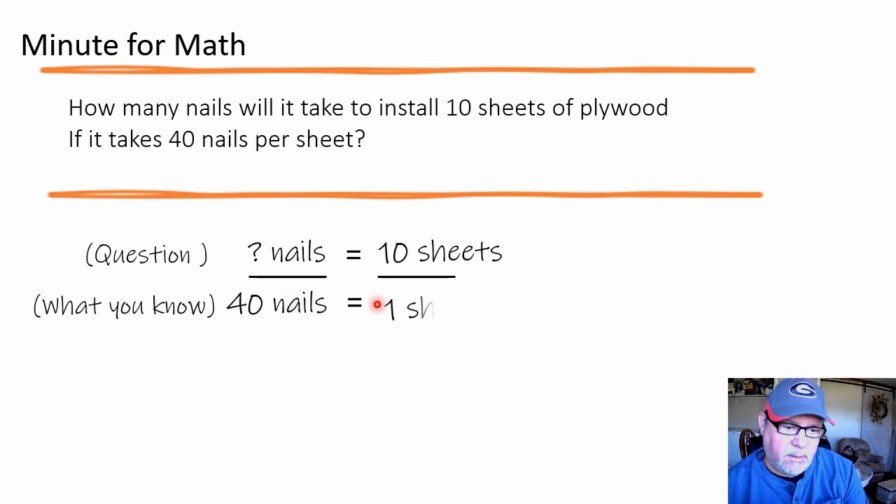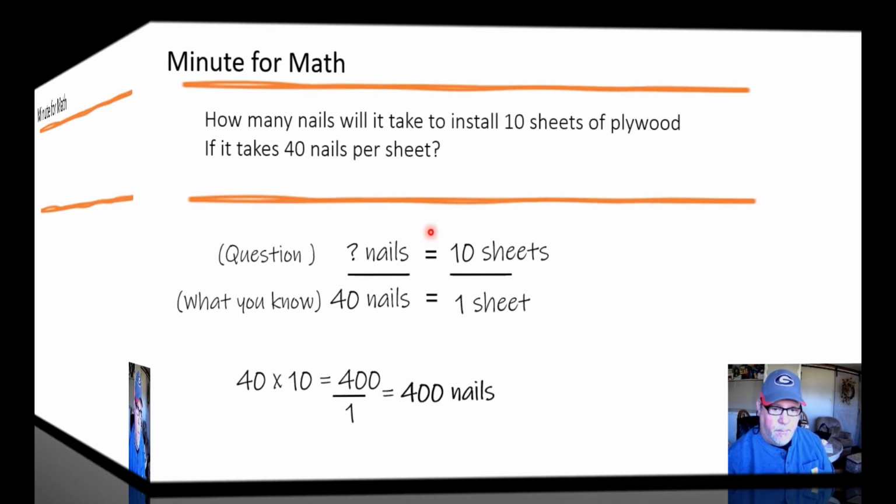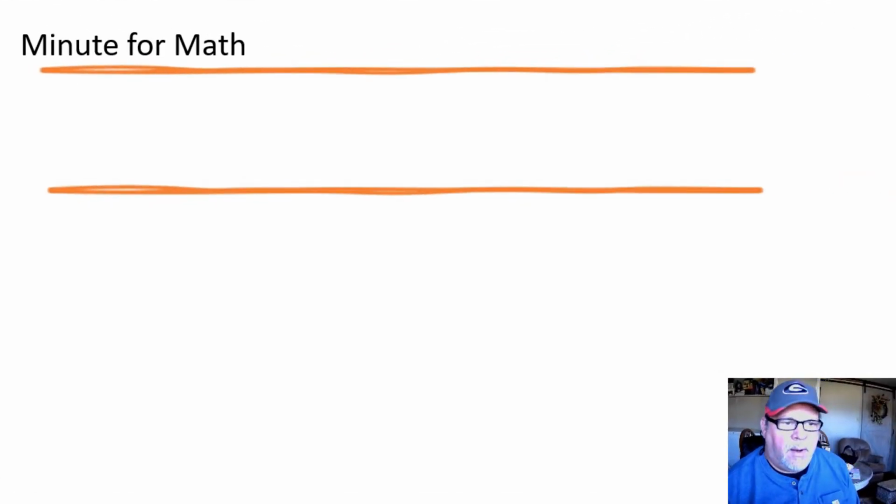We got our nails in line, and we got our sheets in line. 40 nails per sheet. Then what do we do? You take 40 times 10, cross multiply. 40 times 10 equals 400. Then we divide. Well, we can't divide here because there's no information. That's what we're trying to figure out. So we'll divide by this 1. So 400 divided by 1 is 400 nails. That's how many nails it takes. Okay, next problem.